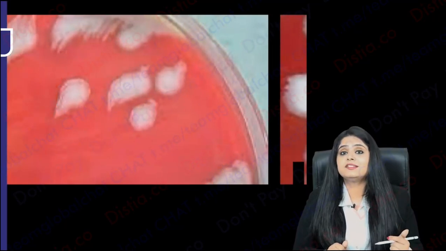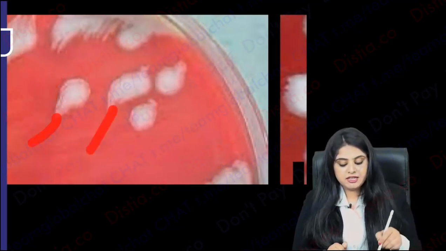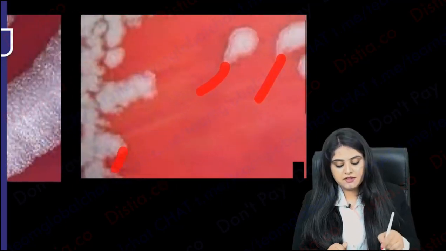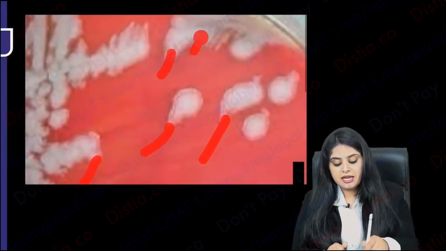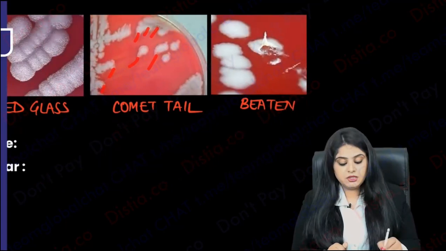You can see comets in the sky. Can you see all of them are leaving a tail behind? Everywhere you're seeing a tail left behind, like a comet tail. This is said to be the comet tail appearance. So that is the second good life.